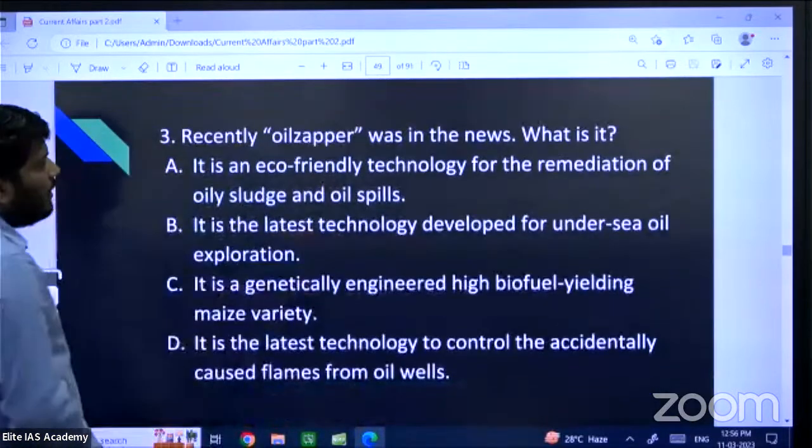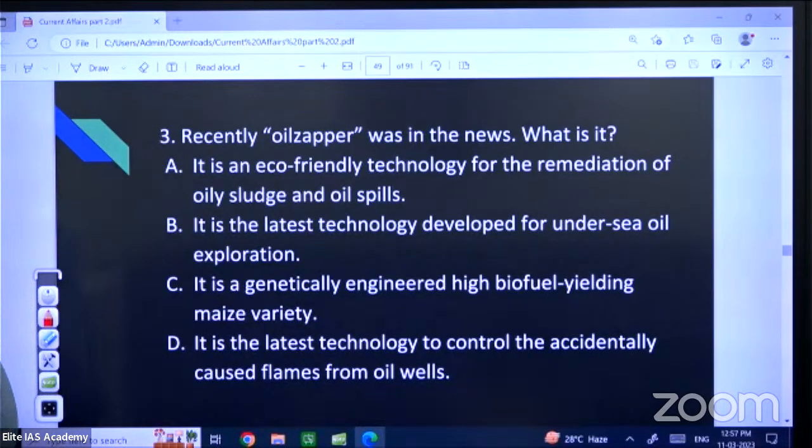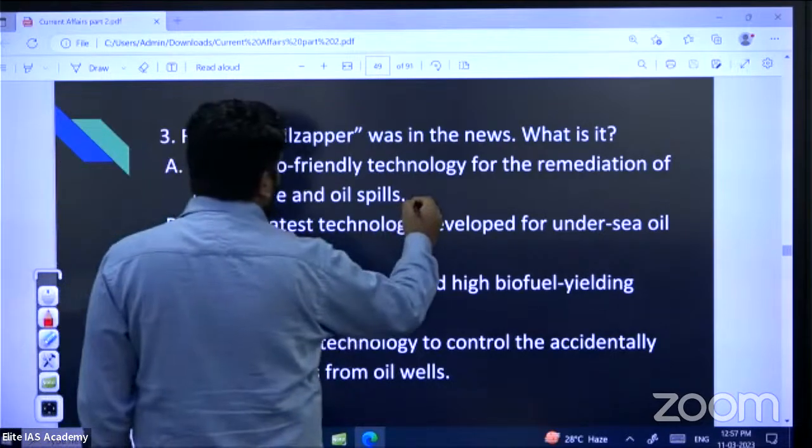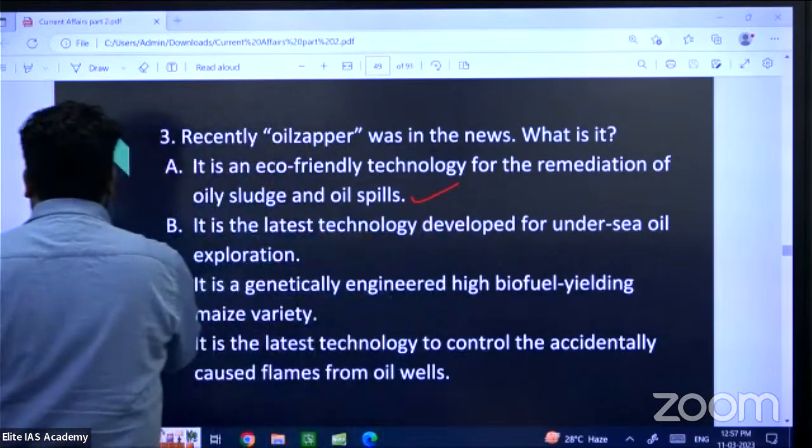Recently, oil vapor, that is in August, was in the news. What is it? It is an eco-friendly technology for the remediation of oil sludge and oil spill. So the first answer is the correct one. No need to read other options. The first one is the correct one.